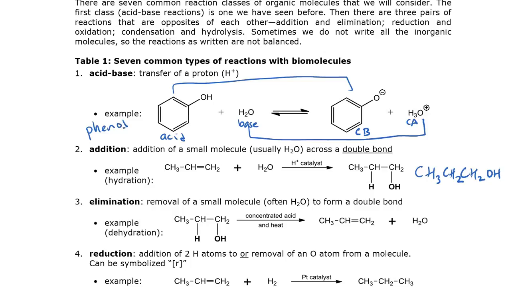This is phenol, right? This is water. If phenol is the acid, then water must be the base. How do I know it's a base? Because it picks up the proton to give me one more hydrogen ion and one more positive charge, and so that's your conjugate acid.